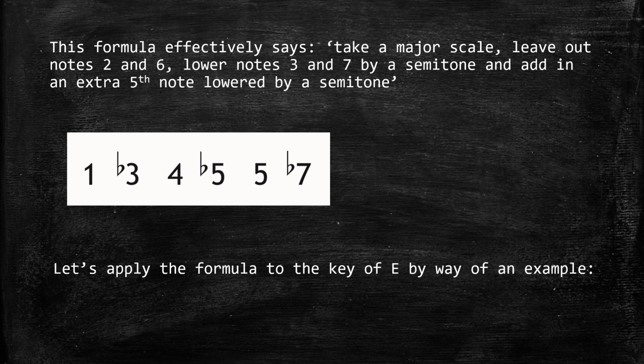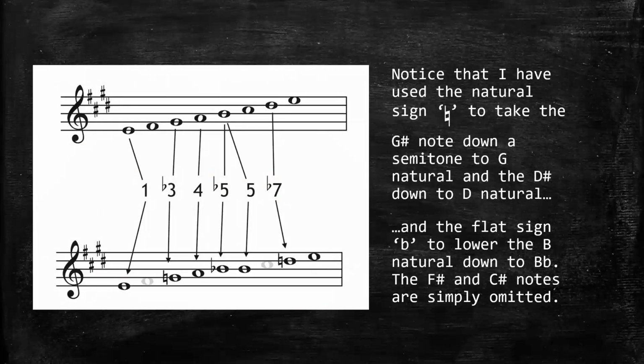Let's apply the formula to the key of E by way of an example. Notice that I have used the natural sign to take the G sharp note down a semitone to G natural, and the D sharp down to D natural. And the flat sign is used to lower the B natural down to B flat. The F sharp and C sharp notes are simply omitted.